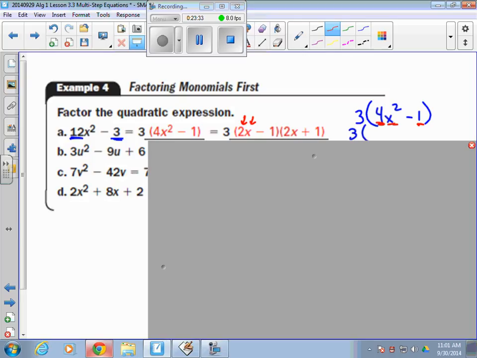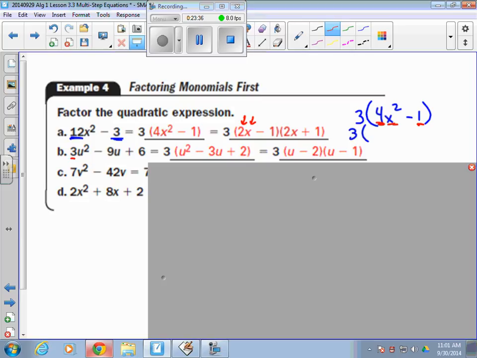We're going to do the same thing with b. The term they have in common is 3. It goes into 3, 9, and 6. So when you take 3 out, 3 times u squared is 3u squared. 3 times negative 3u is negative 9u. And 3 times 2 is 6. And then you could factor out the trinomial. Some of this takes a little while. But then you could factor u squared minus 3u plus 2 using the two factors of 2, which are 2 and 1. This tells you they're the same sign, and this tells you they're both negative. So minus 2, minus 1.